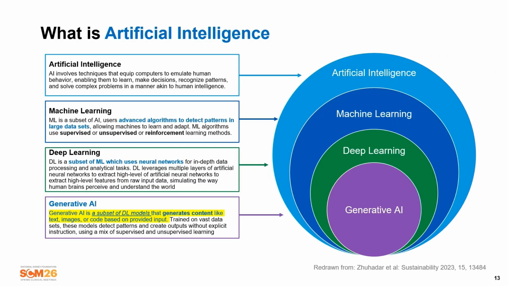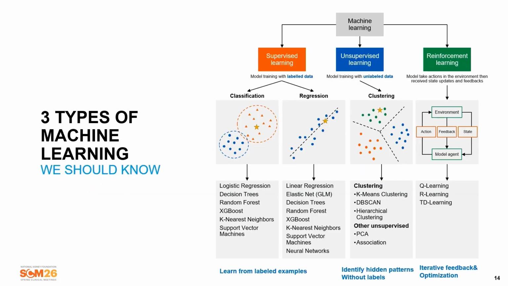When we talk about AI and machine learning, what is machine learning? It is the subset of AI that uses algorithms to detect patterns. Deep learning is a subset of machine learning that uses neural networks. And now I think everyone already knows about generative AI, which is the subset of deep learning models that can learn and can also generate new content, right?